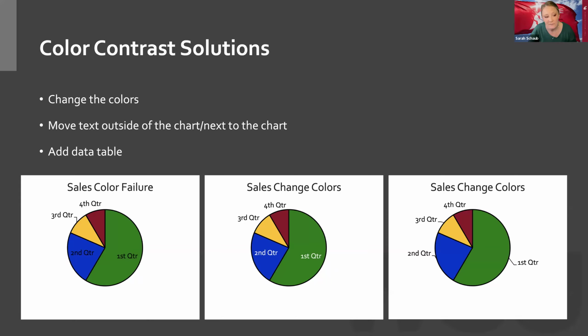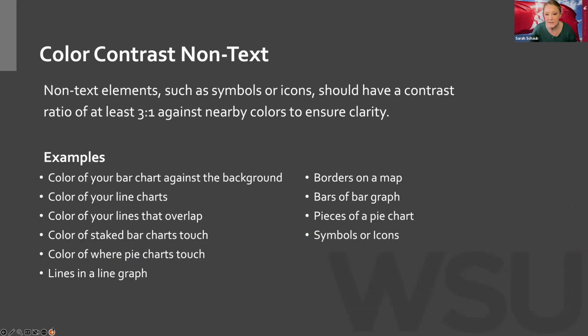So one of the examples, the cells change colors. The third example has the black text over a white background, just pointing to each pie chart, or add a data table, like we've shown in previous examples. And I've got a couple more examples coming up here as well for that.